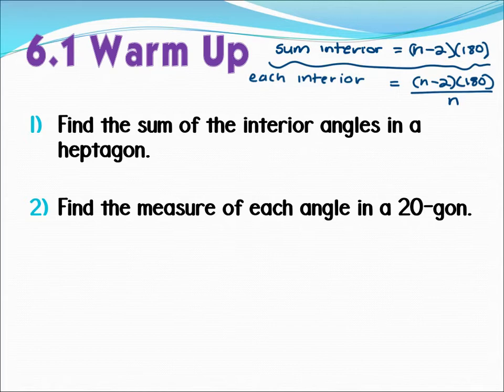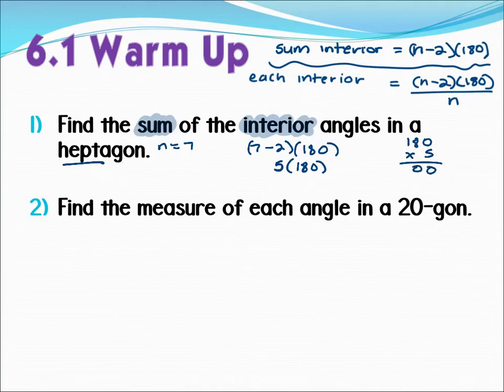So number 1 says find the sum of the interior angles. Again, you want to look for those keywords because they're going to change. Sum, which means you're leaving that initial equation, and then interior, because today we're going to add exterior. What's a heptagon? 7 sides. So I do 7 minus 2 times 180, or 5 times 180. 180 times 5, 900 degrees.